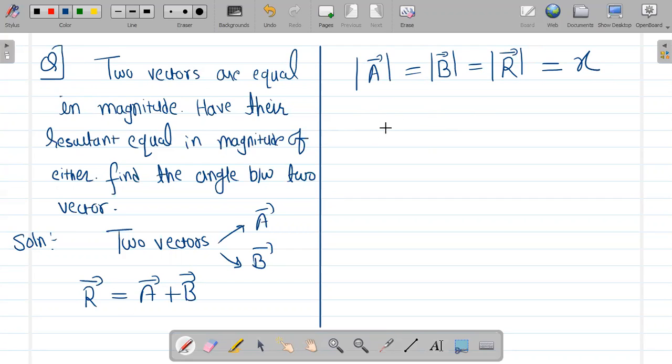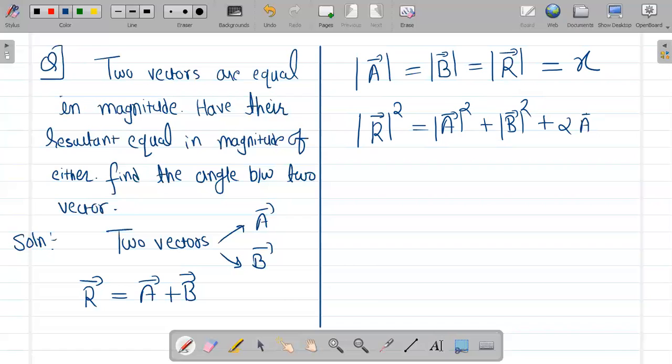Now we know the formula for the parallelogram law of vector addition. The magnitude of the resultant squared is equal to the magnitude of A squared plus the magnitude of B squared plus 2 times magnitude of A, magnitude of B and cos theta. This is the formula we already know. Now put the value of A, B and R as X. So it will become X square is equal to X square plus X square plus 2X square cos theta.